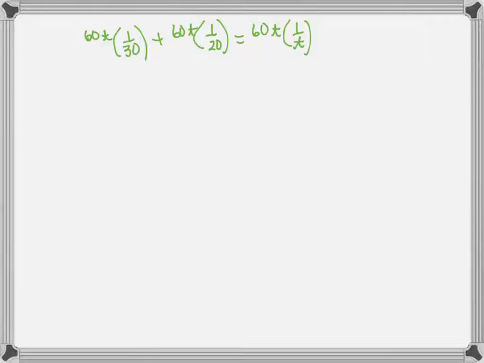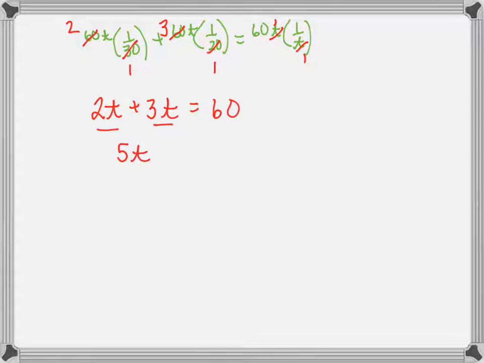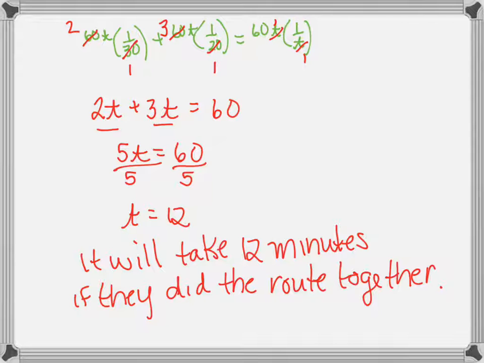When I do the first term, the 30s cancel out, and we're left with 2t. 60t times 1/20, the 20s cancel out, and I'm left with 3t. On the right-hand side, the t's cancel out, and I'm left with 60. So 2t plus 3t equals 60. Combining like terms, 5t equals 60. Divide both sides by 5, t equals 12. So it will take 12 minutes if they did the route together.